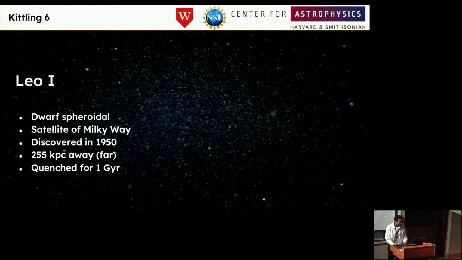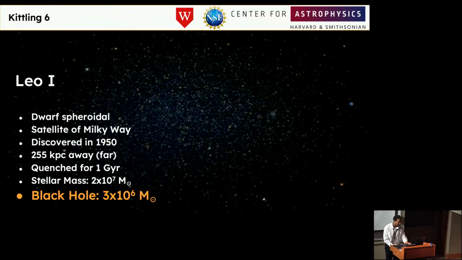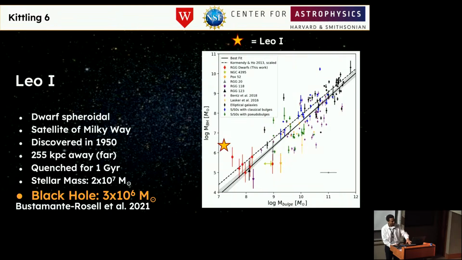However, it was quenched 1 billion years ago, and it's pretty puny. Not a lot of stars in there. It's not very massive. It's a really small boy. But if you look for the black hole, one group, Bustamante-Rossel et al., discovered the black hole is at the same magnitude as our very own Sagittarius A*, the Milky Way's black hole. So we have this gigantic black hole in Leo 1, and we try to put it in the M-M* relation. It doesn't really fit well.